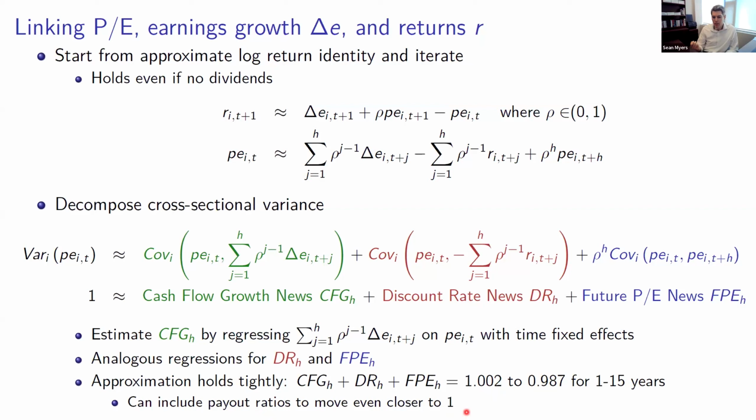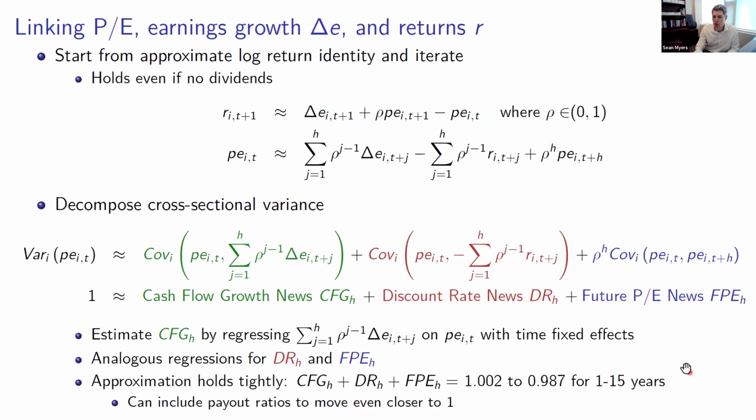But the main point is just that empirically, a 1-unit increase in the price earnings ratio shows up almost 1-for-1 as higher future earnings growth, lower future returns, or a higher future price earnings ratio. So what we find is that the vast majority of differences in price earnings ratios show up as differences in one of these three components.